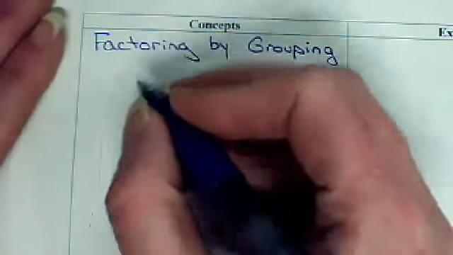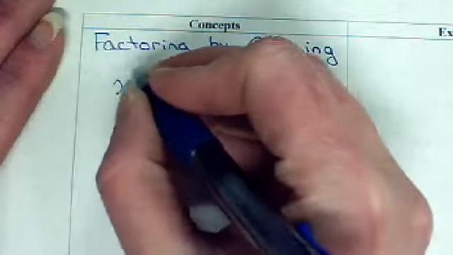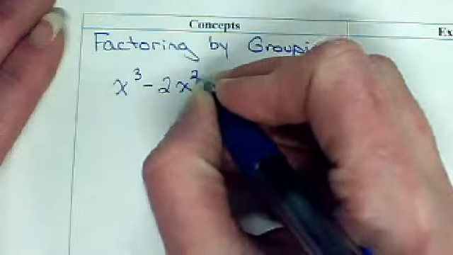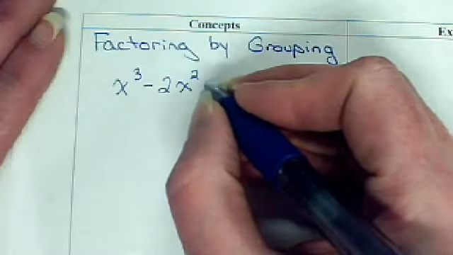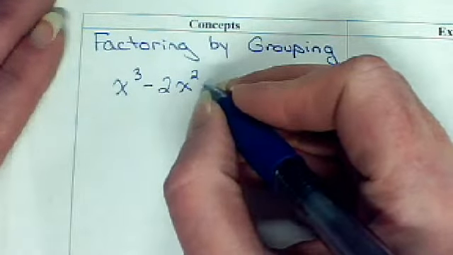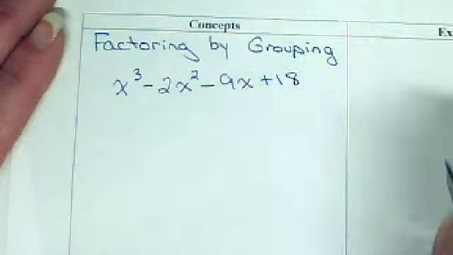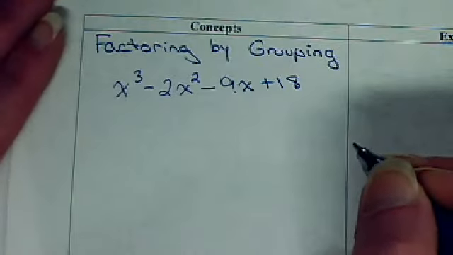Here we're going to look at factoring by grouping. This is used mainly for cubics and above. It is a way that you can actually factor quadratics if you have 4 terms. But let's look at how this would work.